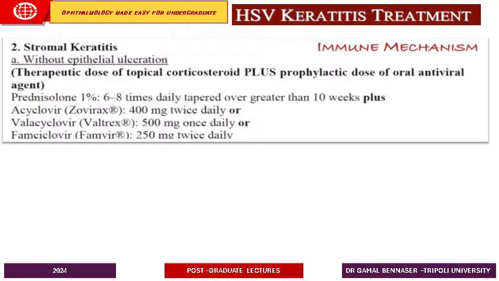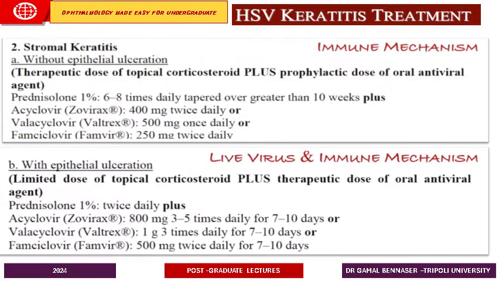And by therapeutic dose of steroids, we mean prednisolone 1% 6 to 8 times daily and tapered over greater than 2 weeks. Plus, we use the prophylactic dose of oral antiviral, that's the acyclovir 400 milligram twice daily, or the valcyclovir 500 milligram once daily, or the famciclovir 250 milligram twice daily. This is in case of stromal keratitis without necrotization.